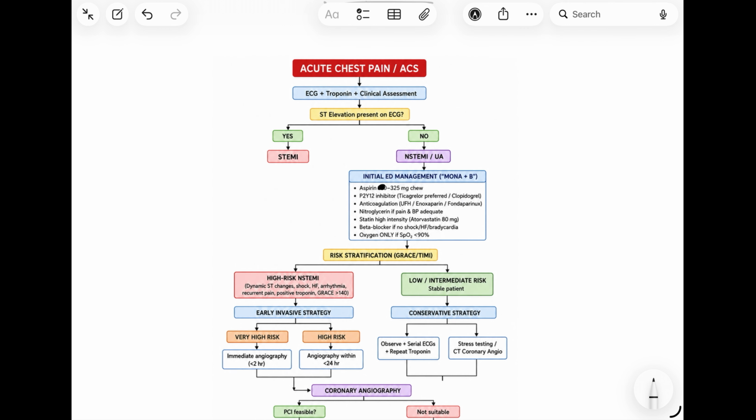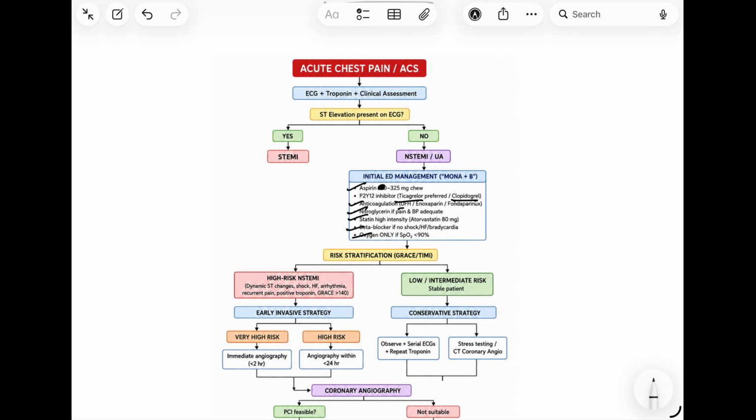So this is the algorithm for NSTEMI, in which we are going to give aspirin 325 mg, then ticagrelor, which is preferred over clopidogrel. Also we give anticoagulants, that is unfractionated heparin or enoxaparin, the dose we have discussed earlier, nitroglycerin, statins and beta blocker if no shock, and oxygen if required.